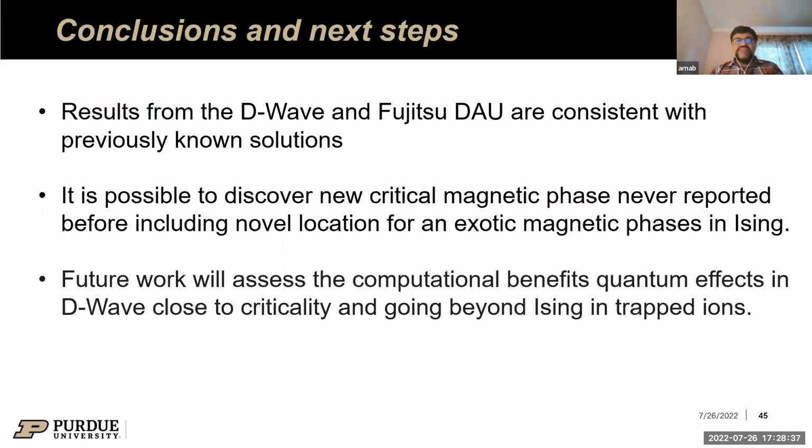So with that, I will end my talk and say that the results from D-Wave and Fujitsu are very consistent with previously known solutions, and it is indeed possible to discover new critical magnetic phases and also map them to real measurements, which is something we are very interested in. And we want to assess the computational benefits of going fully quantum. That's not only on D-Wave, where we can change the annealing times, but also on other machines, which are gate-based.